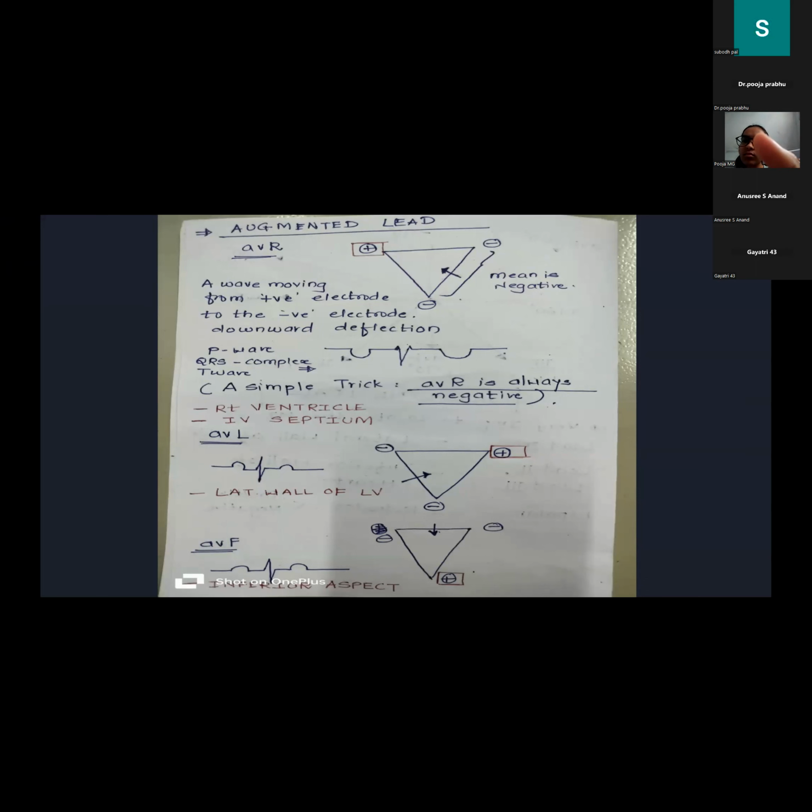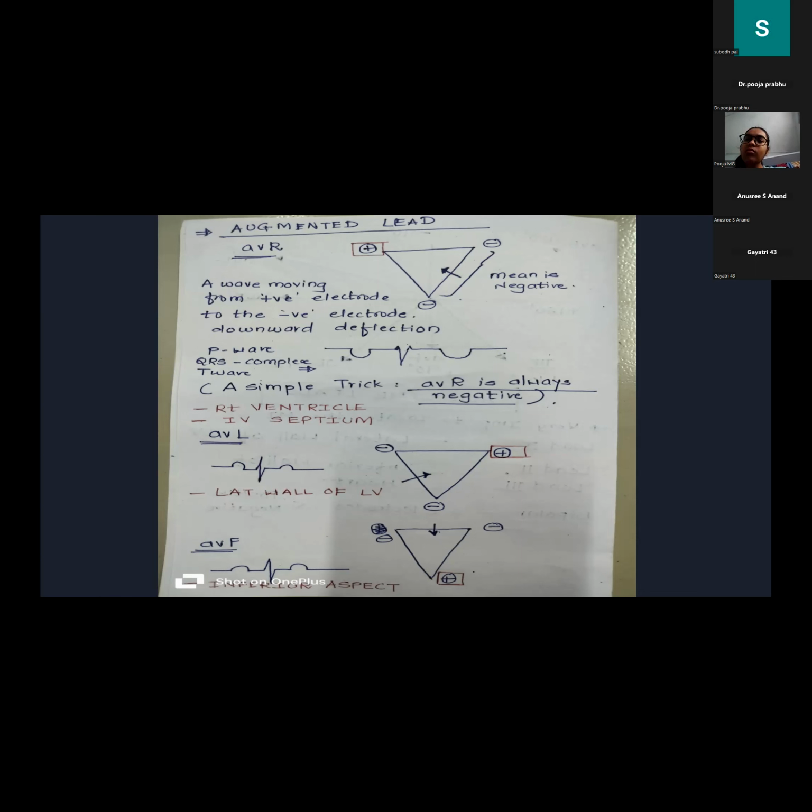So the cells on the right side are negatively charged, and the current will be moving in the negative direction. Whenever the current is moving from the positive electrode to the negative electrode, it will show a downward deflection. That is why all the waves in AVR are negative.